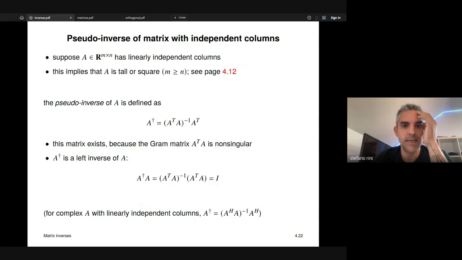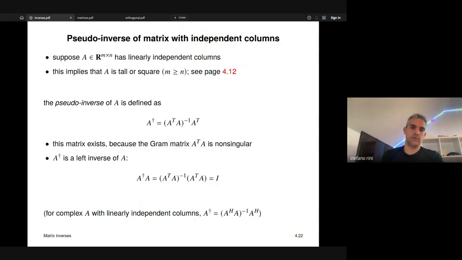And now we get to the pseudo-inverse, which is where we wanted to get. So suppose that A is an m times n matrix that has linearly independent columns. Okay, so this implies that A is tall or square, because we have to have that m is greater than or equal to n. Then we cannot define an inverse. So what should we do? Should we just give up the idea of inverse? Of course, we don't want to do this. What we can do is define a pseudo-inverse.